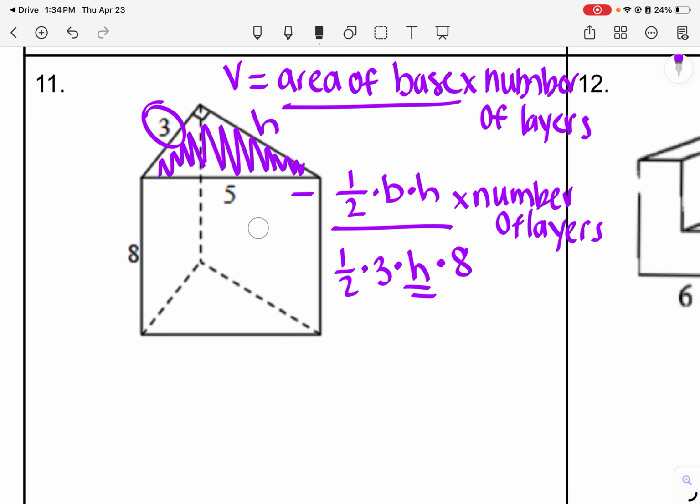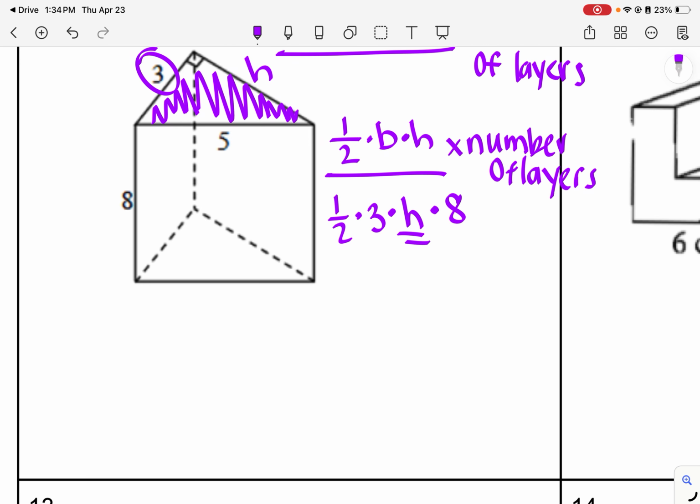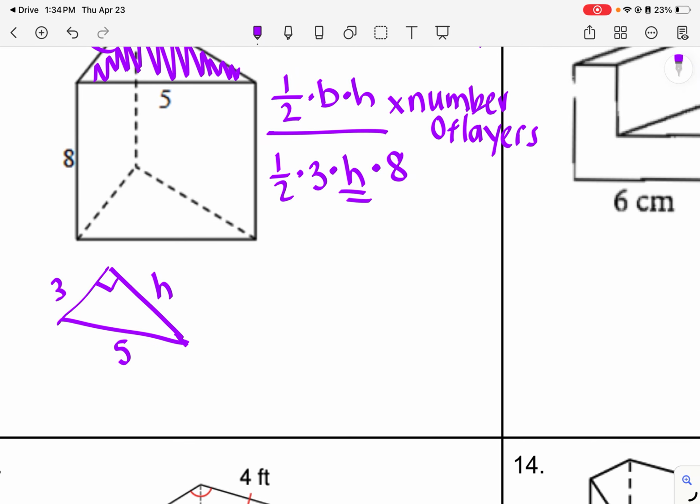So looking at our triangle, if I just take that out, because I need just that piece, I have 3, I have 5, that is 90, and I'm looking for the height. So I have 2 sides, I'm looking for the third, and I have a right triangle, so I can use Pythagorean theorem to solve. Remember, C has to be the hypotenuse. So it doesn't matter about A and B, but C has to be the hypotenuse. So 3 squared plus h squared equals 5 squared. So now we've got 9 plus h squared equals 25.